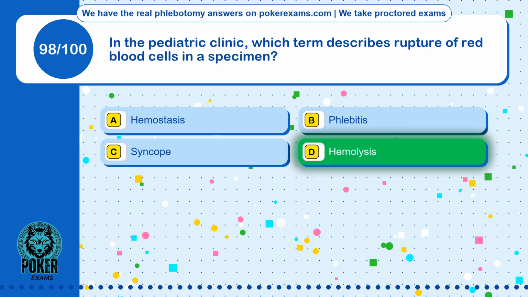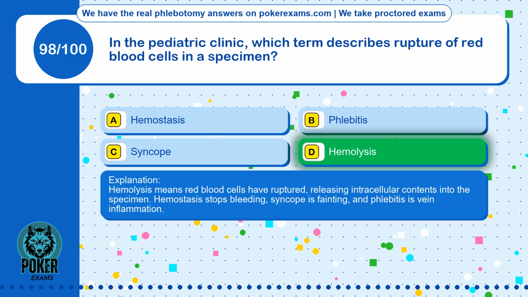The correct answer is option D. Hemolysis. Hemolysis means red blood cells have ruptured, releasing intracellular contents into the specimen. Hemostasis stops bleeding, syncope is fainting, and phlebitis is vein inflammation.